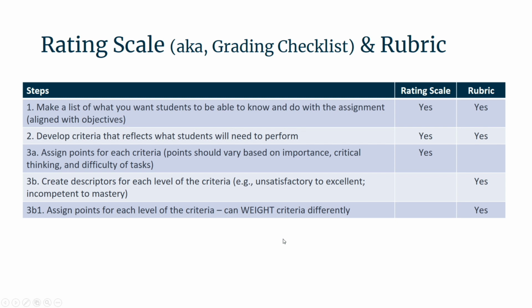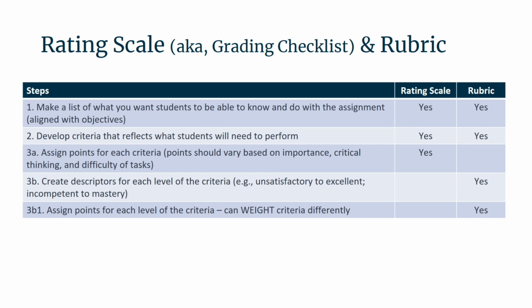All right, so rating scales, grading checklist, and the rubric are the summative assessment examples. They are performance-based types of summative assessment. How are rating scales and rubrics similar and different? Both rating scales and rubrics have a wish list of what you want students to be able to know and do with the assignment. Typically, this wish list aligns with the learning objectives.